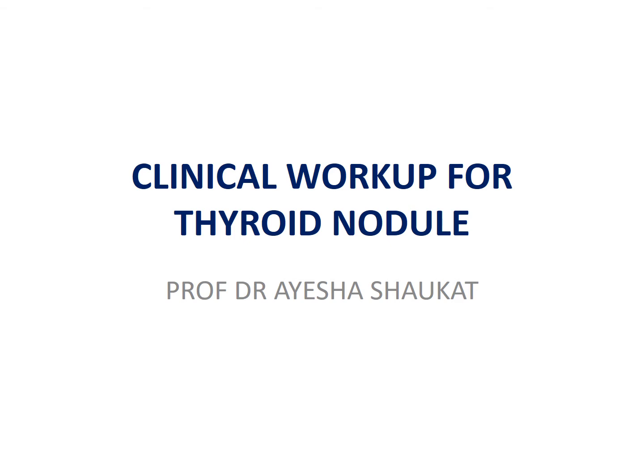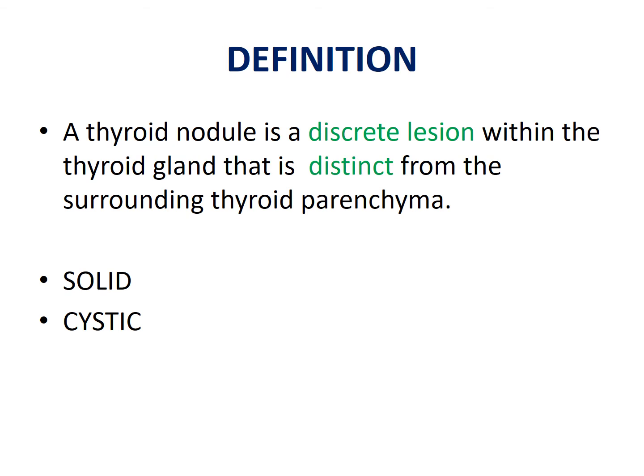Today our topic of discussion is a clinical workup for a thyroid nodule. What is a thyroid nodule? A thyroid nodule, by definition, is a discrete lesion within the thyroid gland that is distinct from the surrounding thyroid parenchyma. Now, this discrete lesion, which we are calling a thyroid nodule, could be a solid one or it could be a cystic one.